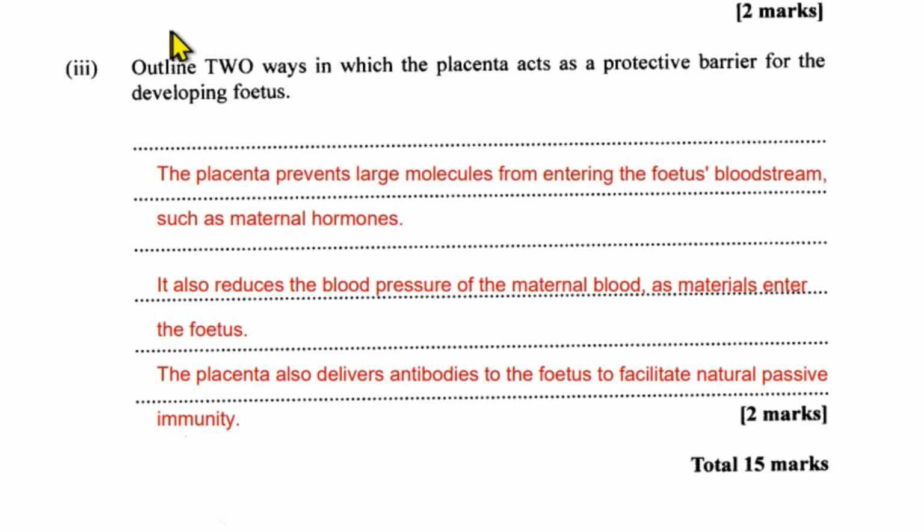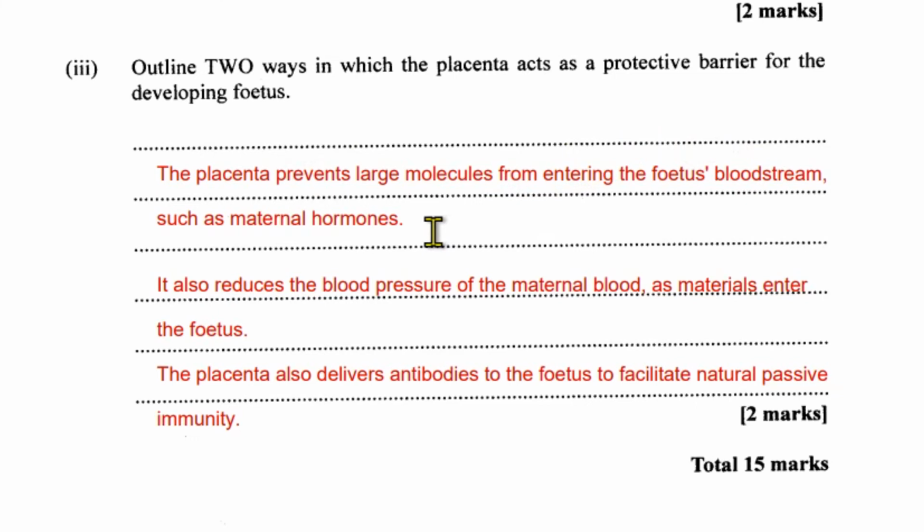Next one, outline 2 ways in which the placenta acts as a protective barrier for the developing fetus. What the placenta would do is that it prevents large molecules from entering the fetus's bloodstream, such as maternal hormones, basically anything that would be incompatible with the fetus, or might not work well for development of the fetus, or might be detrimental to the fetus.